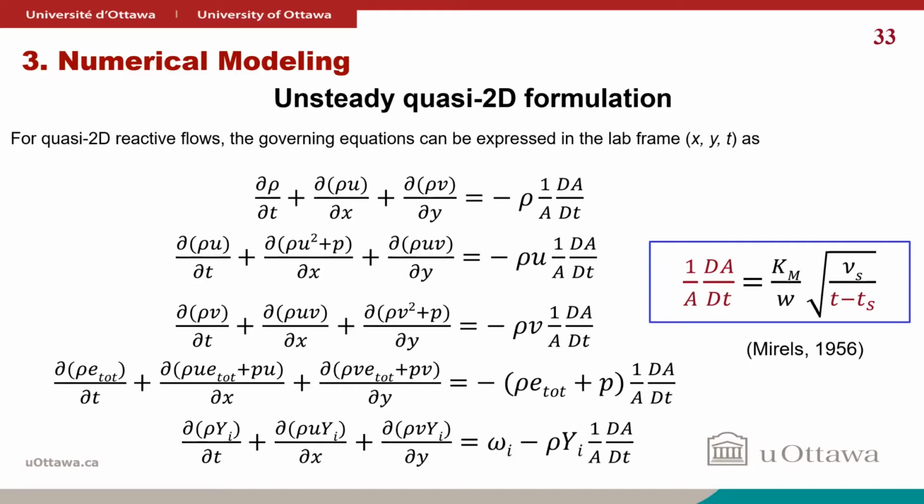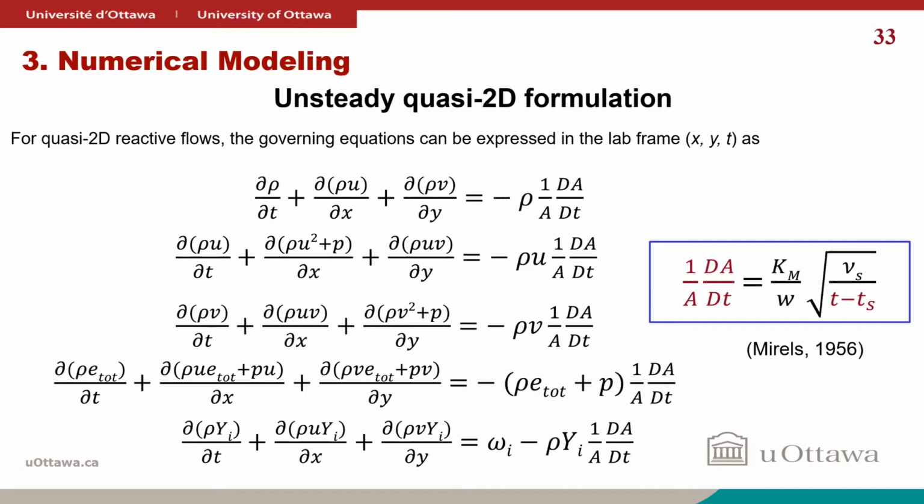First, this work models this phenomenon by incorporating the boundary layer losses from the lateral side walls of a lateral channel into the unsteady 2D Euler equations as a source term. The boundary layer induced lateral flow divergence is evaluated using the Mirels model and can be expressed as the simple relation given here. In this relation, Km is the Mirels boundary layer constant, which governs the magnitude of the losses, and the W is the channel width.